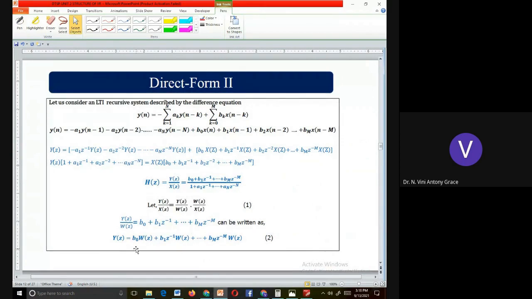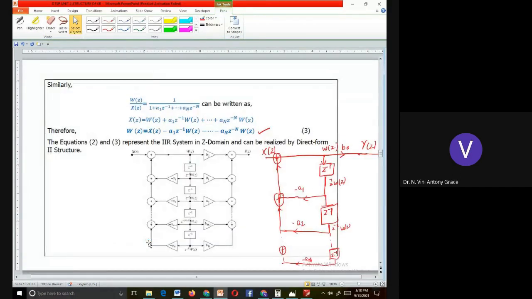First term is over. Second term is what? b1 z inverse W of z. How can we obtain this? Delay W of z by 1 unit, multiply it with b1, add it with the previous term. This is what we have to do. Delay W of z by 1 unit. Delay is already present here, is it not? We have already drawn a delay element here. W of z is delayed by 1 unit at this point.